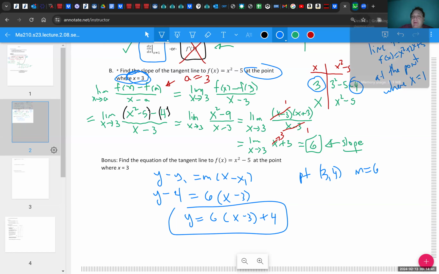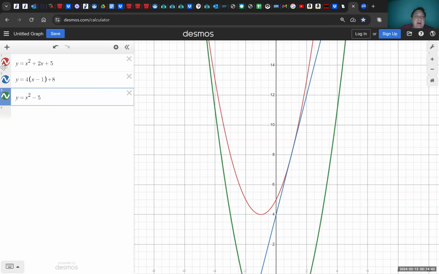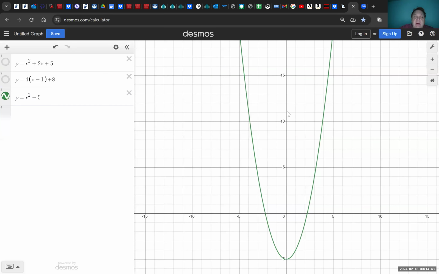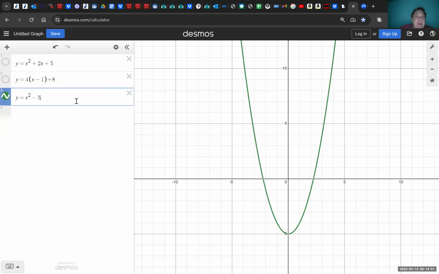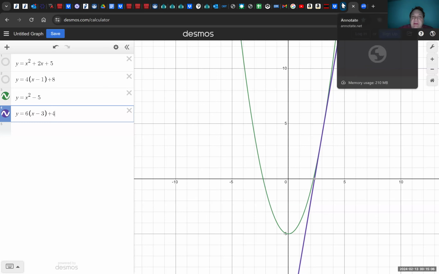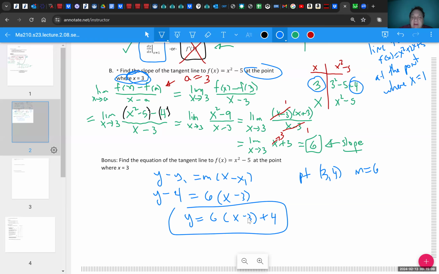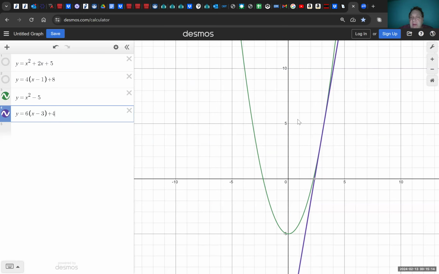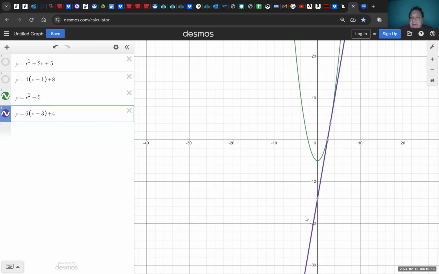All right, so let me show you visually what's going on here. Let me get rid of this stuff just for a moment. Here's my x squared minus 5 graph right there. And I'll type in the equation of the tangent line we got, which had a slope of 6. The x value was 3, and then we had a minus 4 on the other side that we moved over, plus 4. So you can see that is the equation 6 times x minus 3 plus 4 that I typed into Desmos here. And if I zoom out, you can see there's the parabola and there's the line.